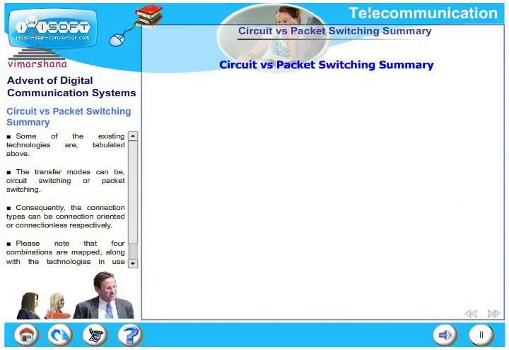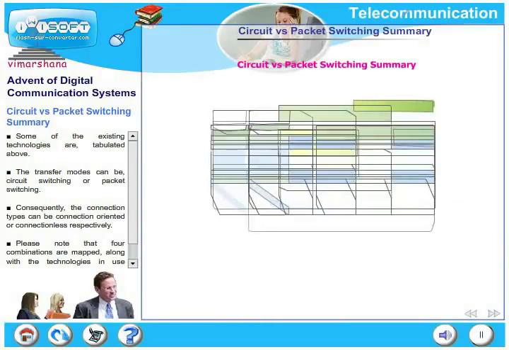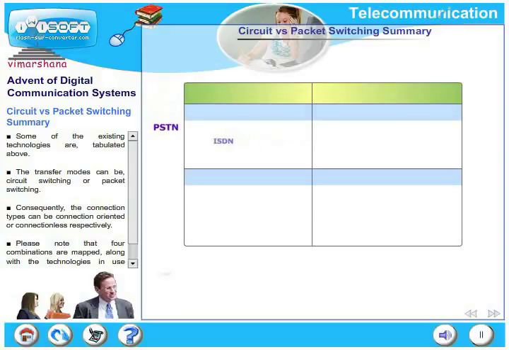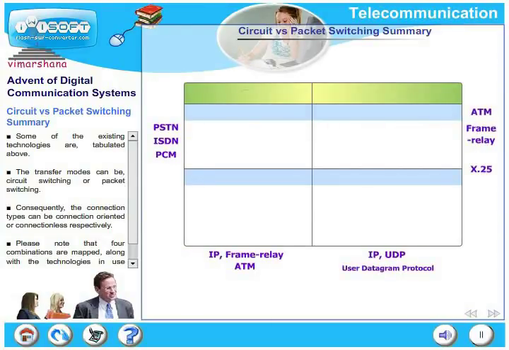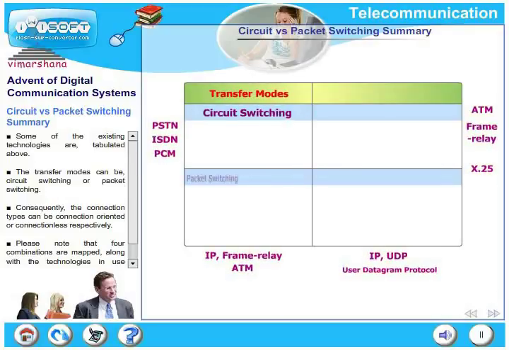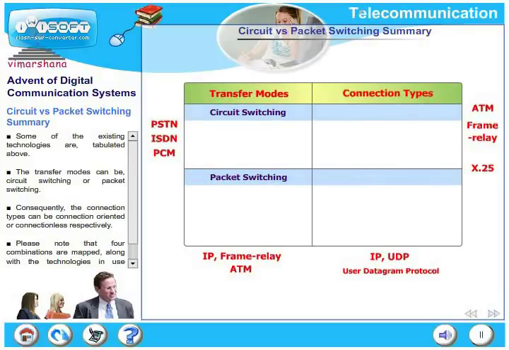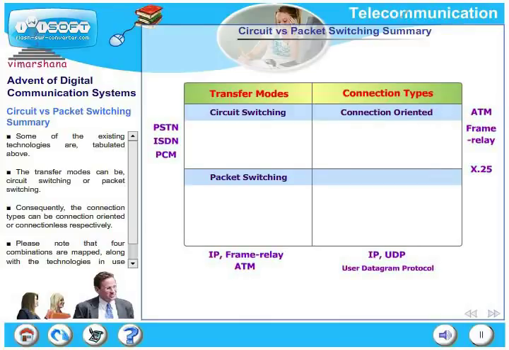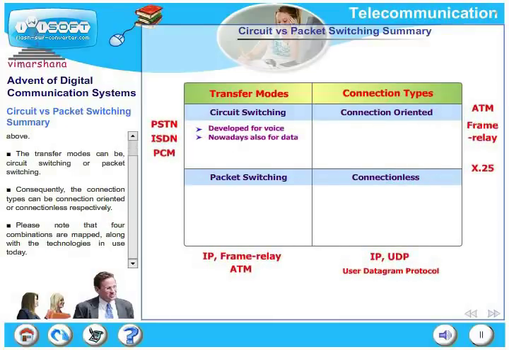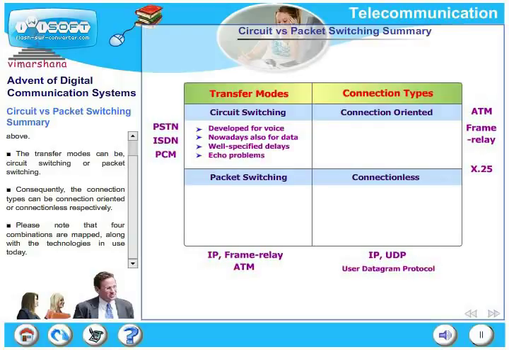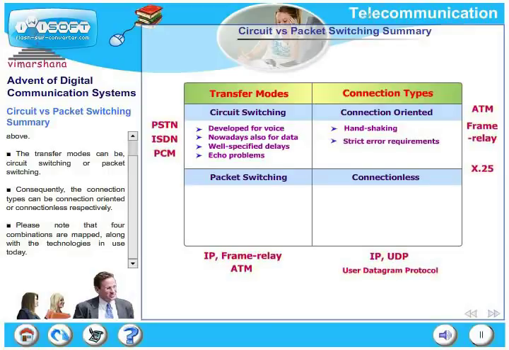Look at the circuit switching versus packet switching summary in this graphical form. Some of the existing technologies are tabulated above. The transfer modes can be circuit switching or packet switching. Consequently, the connection types can be connection oriented or connectionless respectively. Please note that four combinations are mapped along with the technologies in use today. It's a beautiful slide, and the reader is advised to spend some time and have a look at it.